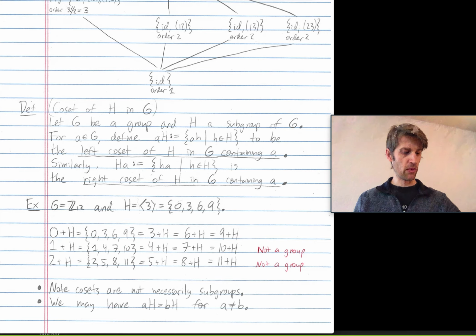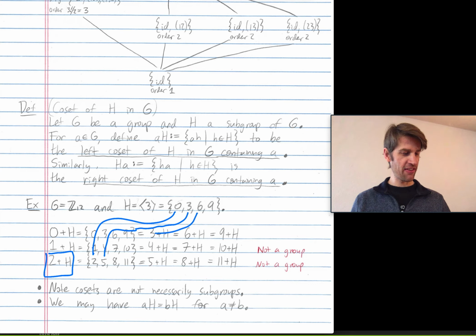Let's do one more example. 2 plus H is all things of the form 2 plus an element of H. So 2 plus 0 gives me that 2. 2 plus 3 gives me that 5. 2 plus 6 gives me that 8. And 2 plus 9 gives me that 11.